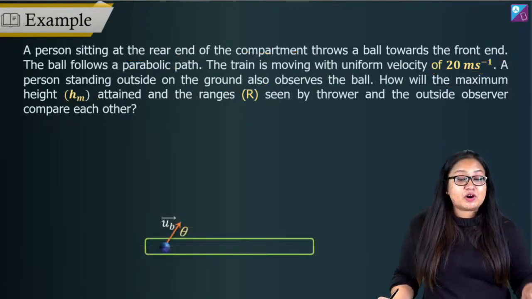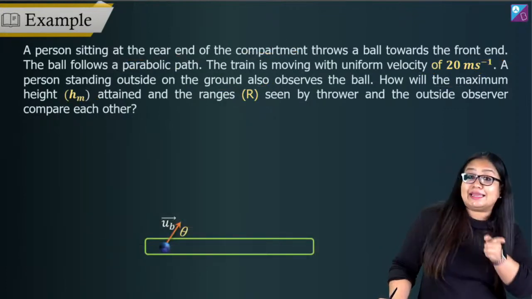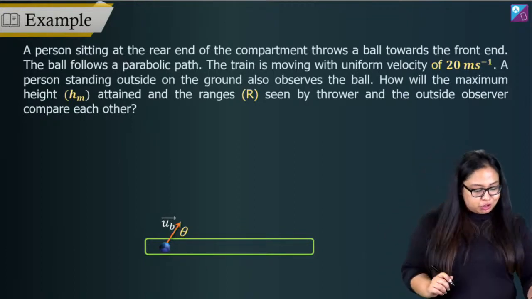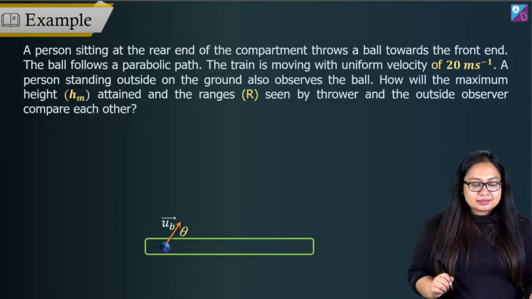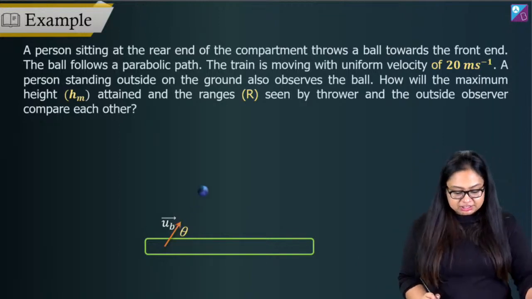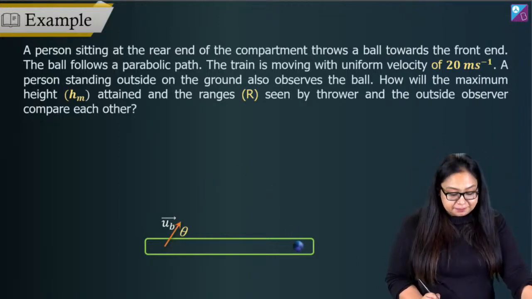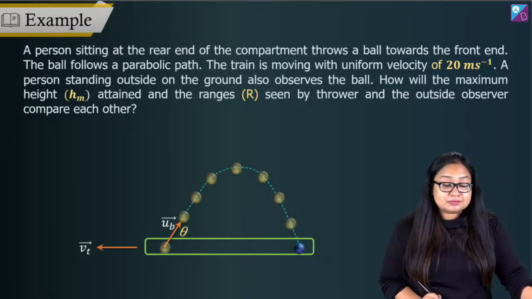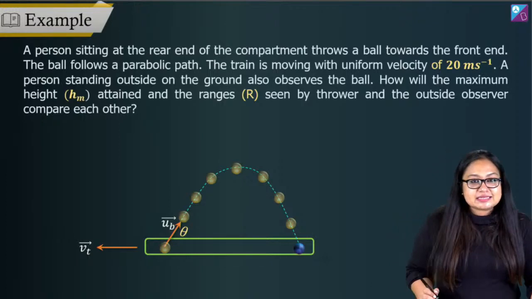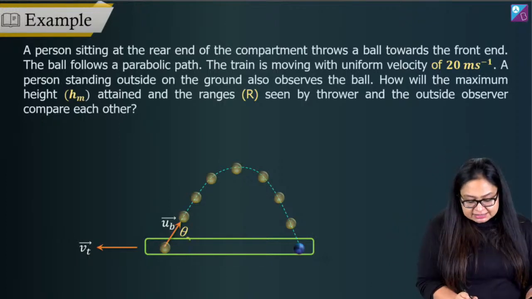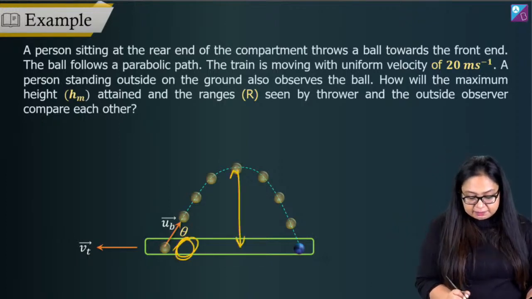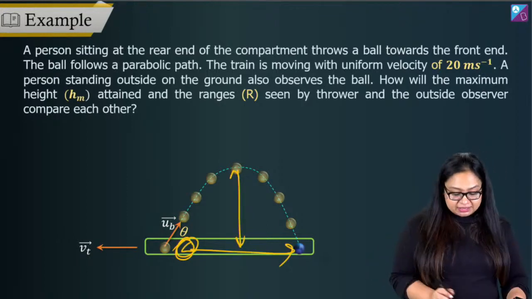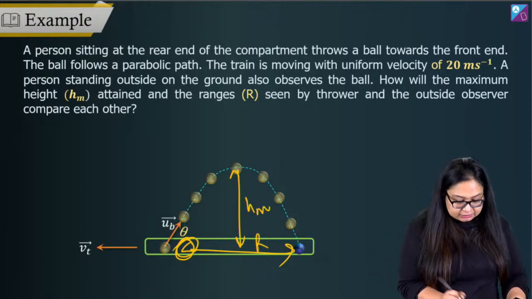What is happening here? We've got a projectile motion on a train, right? Not on the ground, on a moving train. So now if I say that, see, this is how the ball is going. You throw a projectile, this is how the ball goes, right? And the train itself is moving in the opposite direction, right? So now can I say that for a person observing inside the train, you will have a particular maximum height, a particular range, right? Okay, H max and R.